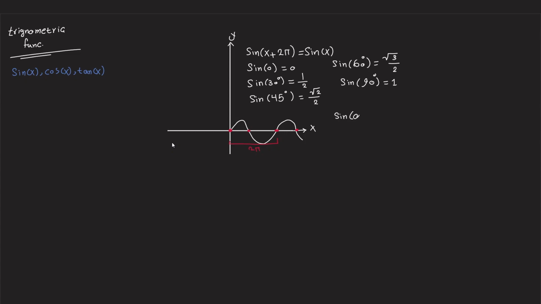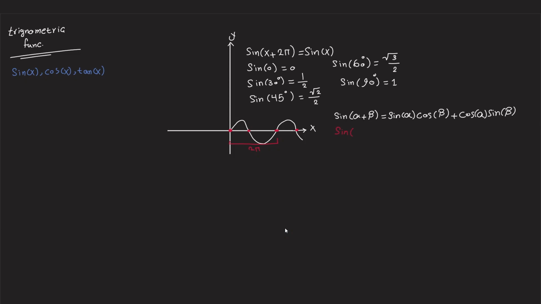the identity that says the sine of alpha plus beta equals the sine of alpha multiplied by the cosine of beta plus cosine of alpha multiplied by the sine of beta, and this plus sign should be a negative sign. Using this identity we can find the sine of different angles.